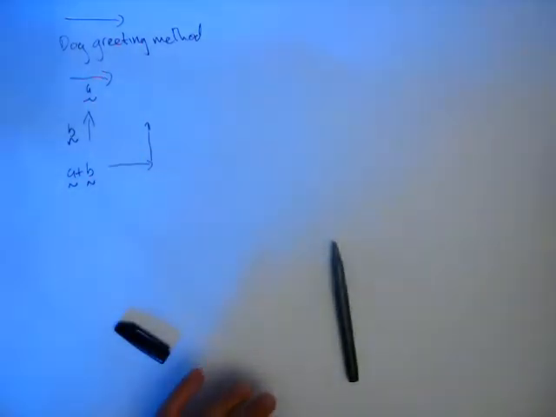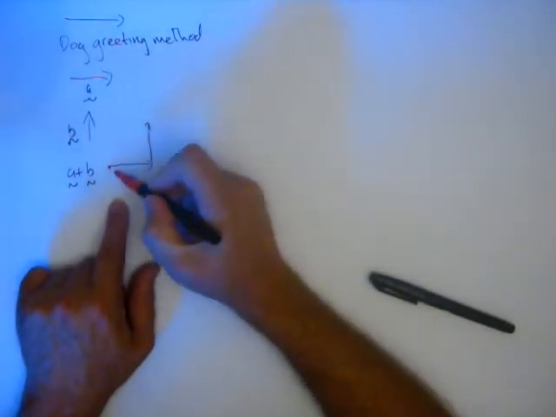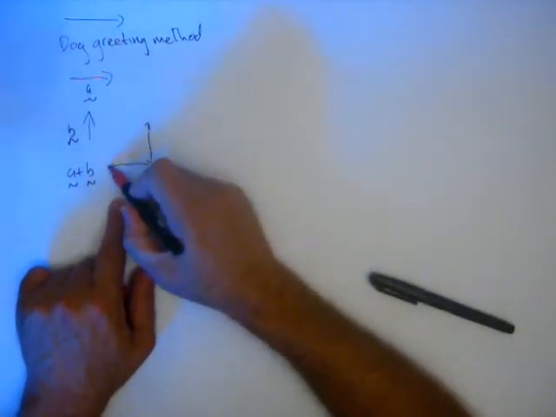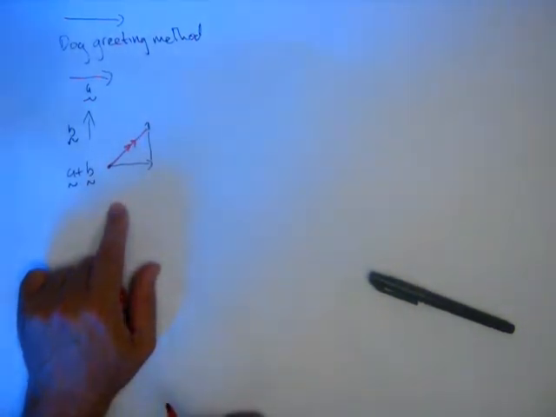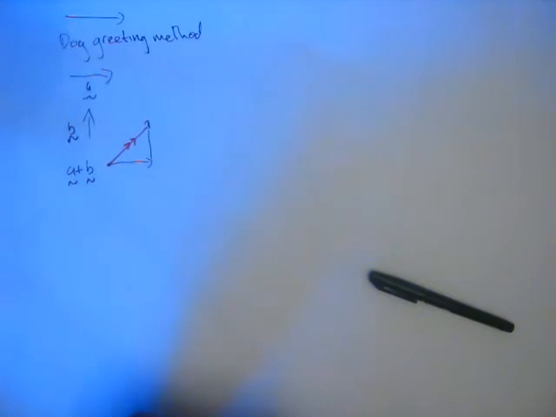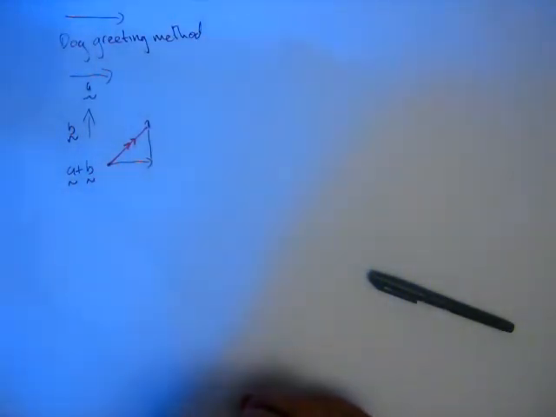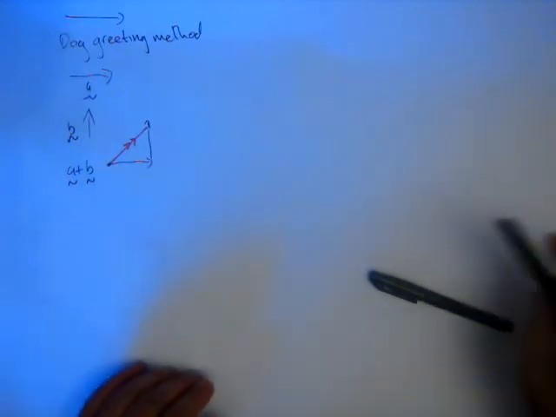And the resultant vector, that's where we start, at the tail of the first one, go up to the nose of the second one, and we put two little arrows on there to show that that is the resultant vector. So let's do this with an example.